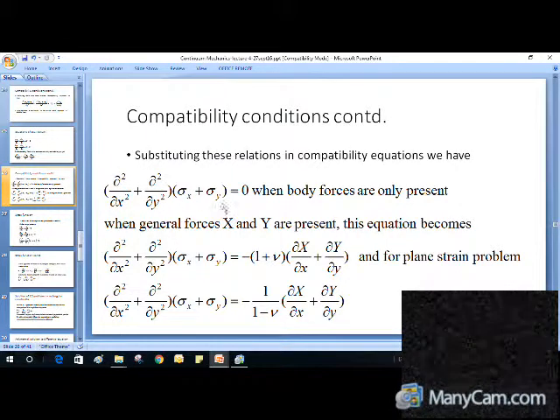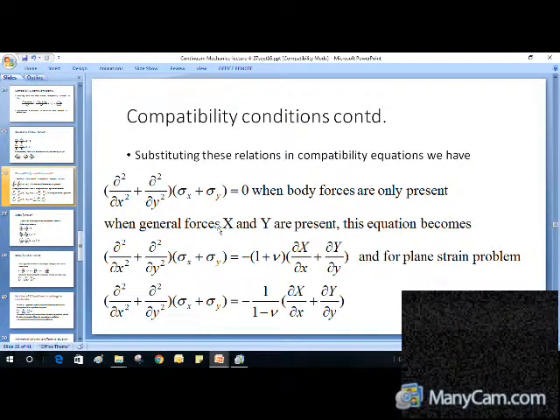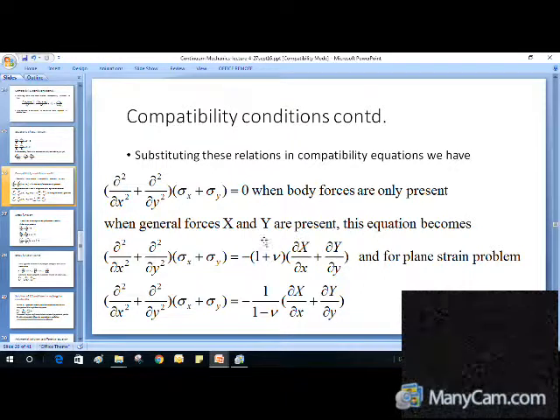So I am now getting, when the body forces are only present and general forces, if they are also present, then my right hand side will involve the summation of these forces and their derivatives.